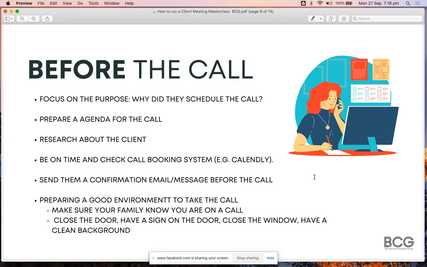So I use Calendly. It's a free booking service, so you should definitely check that out.